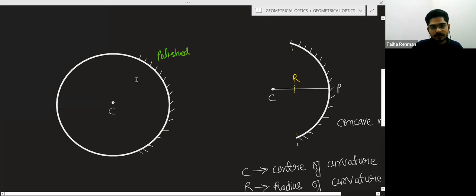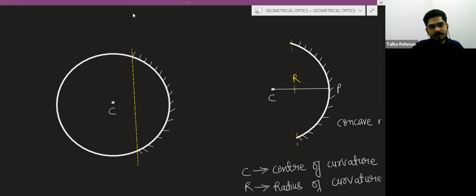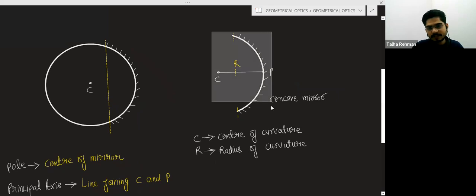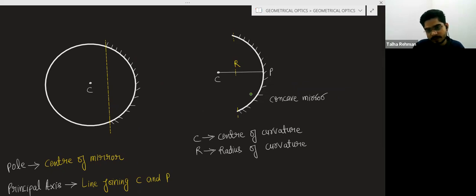You have polished from this side, and after that you have cut this part like this. The part you have cut is this now. Basically, this is a concave mirror. So now you understand how the concave mirror is formed.